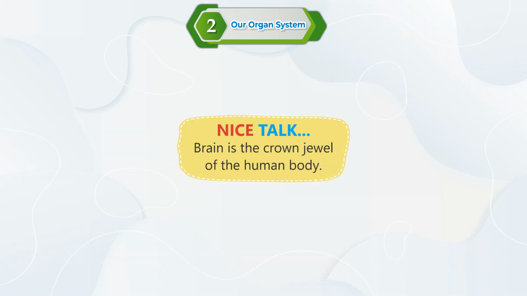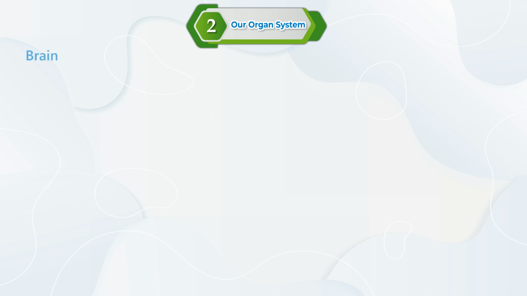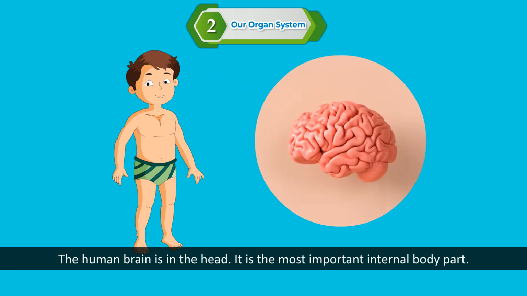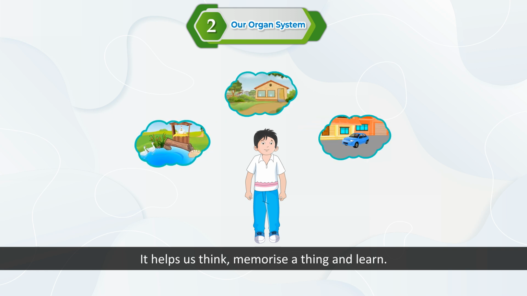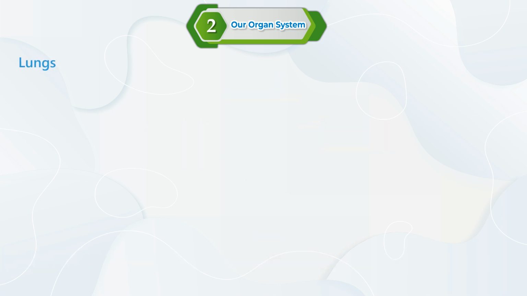Nice talk. Brain is the crown jewel of the human body. Brain. The human brain is in the head. It is the most important internal body part. It helps us think, memorize a thing, and learn.